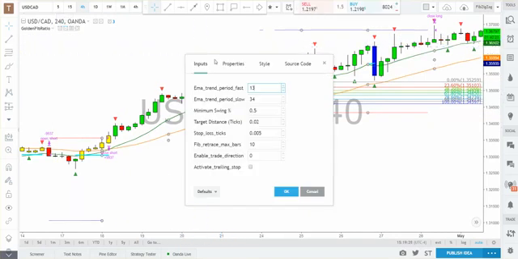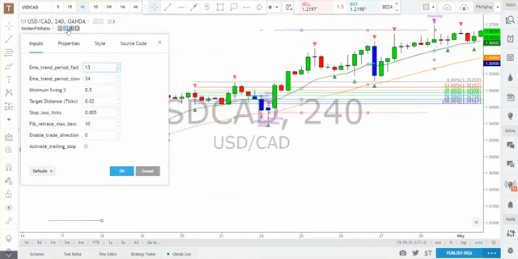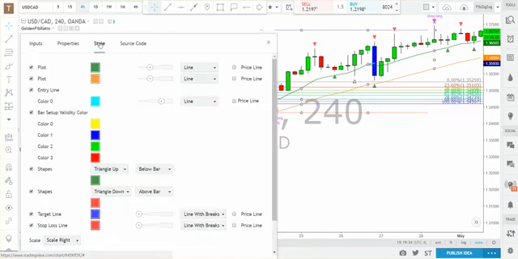I'll show you how. You click on properties, go to style, and you can change all the colors. You can change the moving averages. You can do anything you want. You can disable some of the moving averages. You won't see them, but the strategy will still be based on those moving averages.